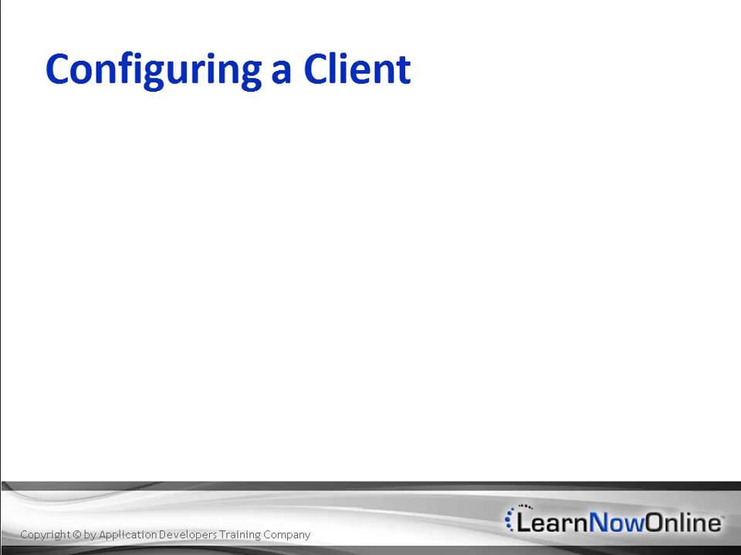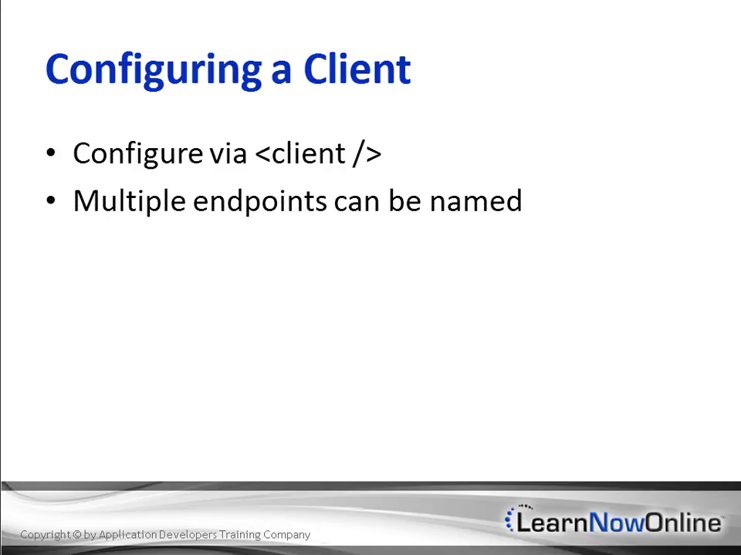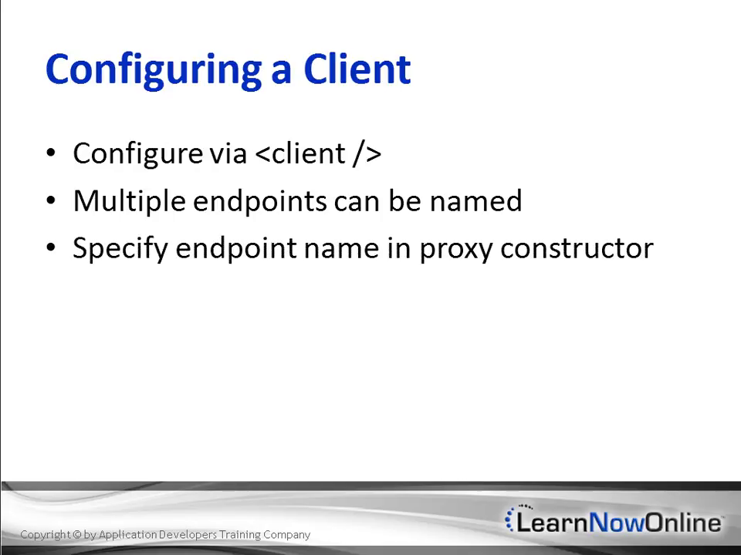Configuring a client is much like configuring a service. What you would do is go to the system.serviceModel element in your config file and then add a client element. You can add multiple endpoints to your client configuration and name each one of them. Then in your code you can go to the proxy, and in the proxy constructor add the name of whichever endpoint you want to use. So let me show you how to do that.